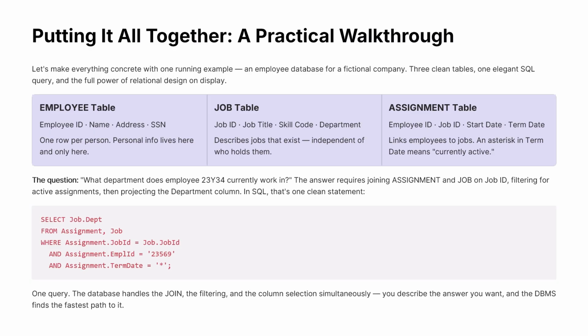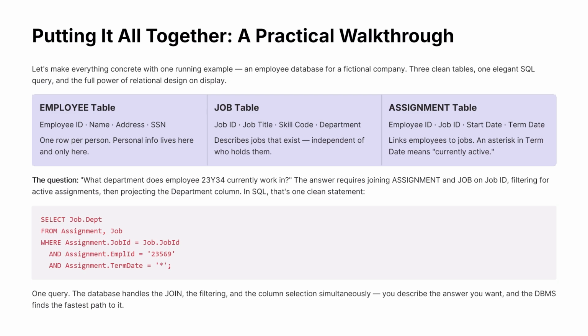Step 1. We have an employee table. Each row: employee ID, name, address, SSN. Simple, clean. One row per person. Step 2. We have a job table. Each row: job ID, job title, skill code, department. This describes the jobs that exist in the company, independent of who's doing them. Step 3. We have an assignment table that connects the two. Each row: employee ID, job ID, start date, term date, with an asterisk meaning still in this role.